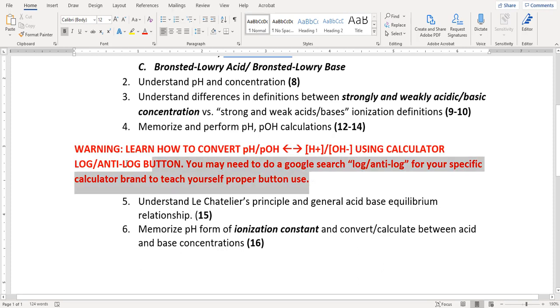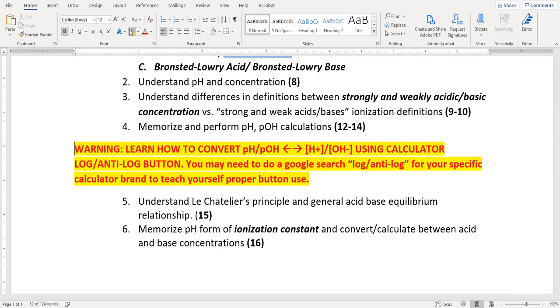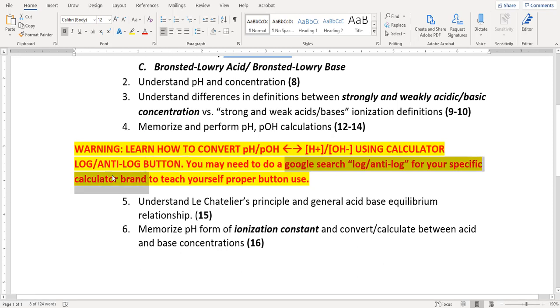Warning, the very first thing that you need to do is learn how to use your calculator when it comes to using logs for pH and pOH. Every calculator is from a manufacturer which likes to do things their own way. So you have to do a Google search for your specific calculator brand, and then you should find a video that explains log and anti-log for use in pH chemistry.